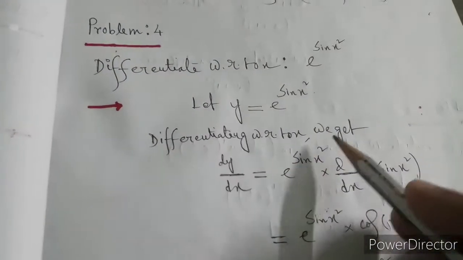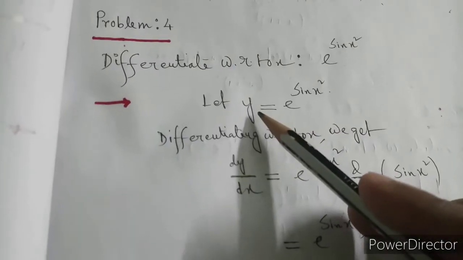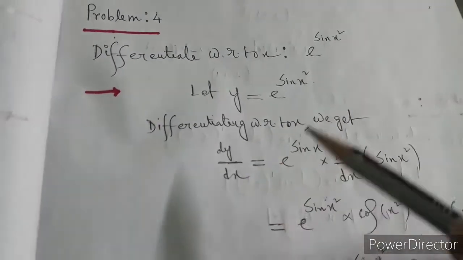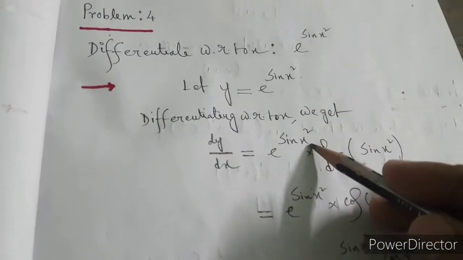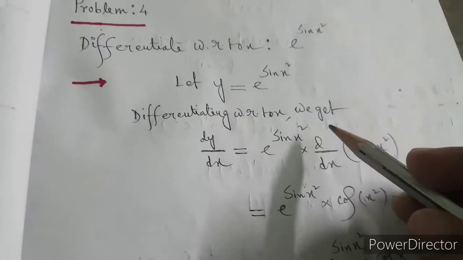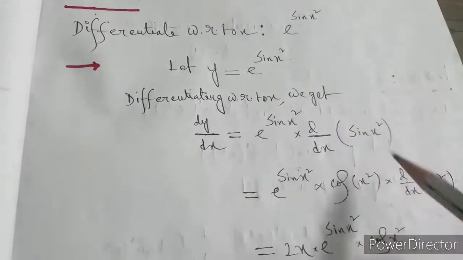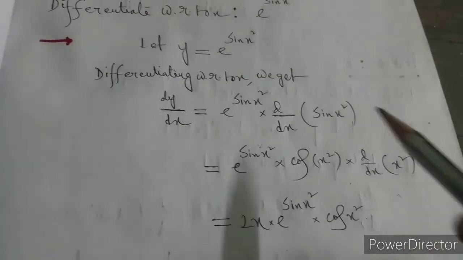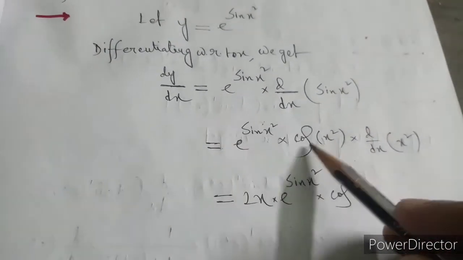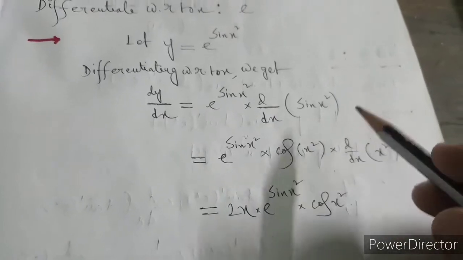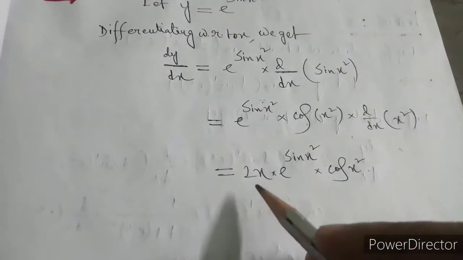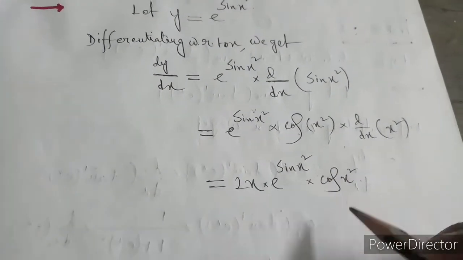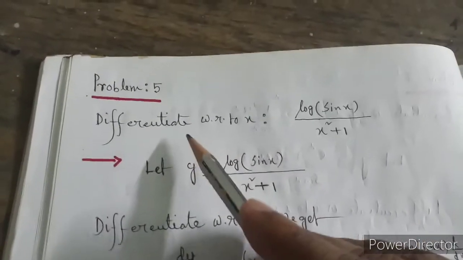Now differentiating with respect to x, we get dy/dx, and the derivative of e to the power sin x square is e to the power sin x square, and by chain rule, the derivative of sin x square. Now the derivative of sin x square is cos x square, and again by chain rule the derivative of x square, and that should be 2x. So the answer is 2x into e to the power sin x square into cos x square. It is the answer. So the next problem is problem number 5.